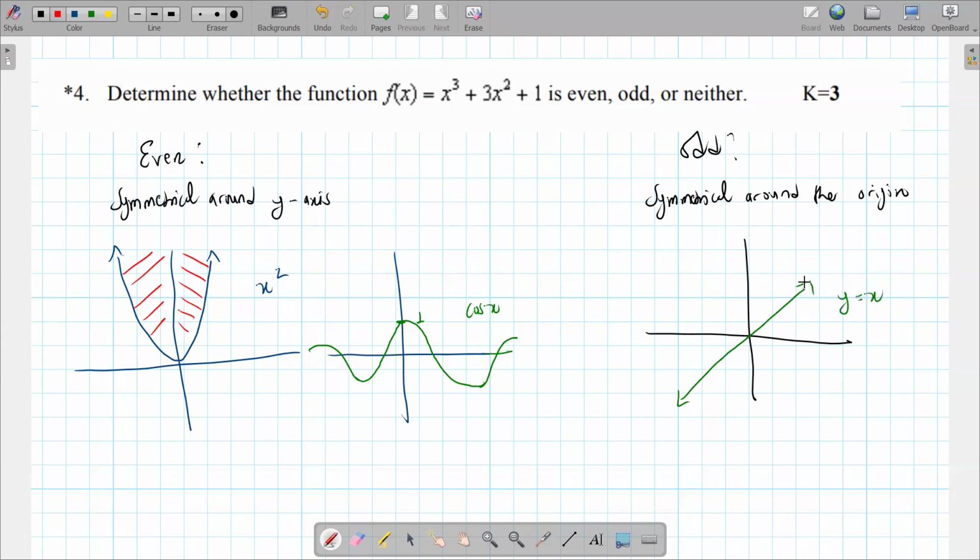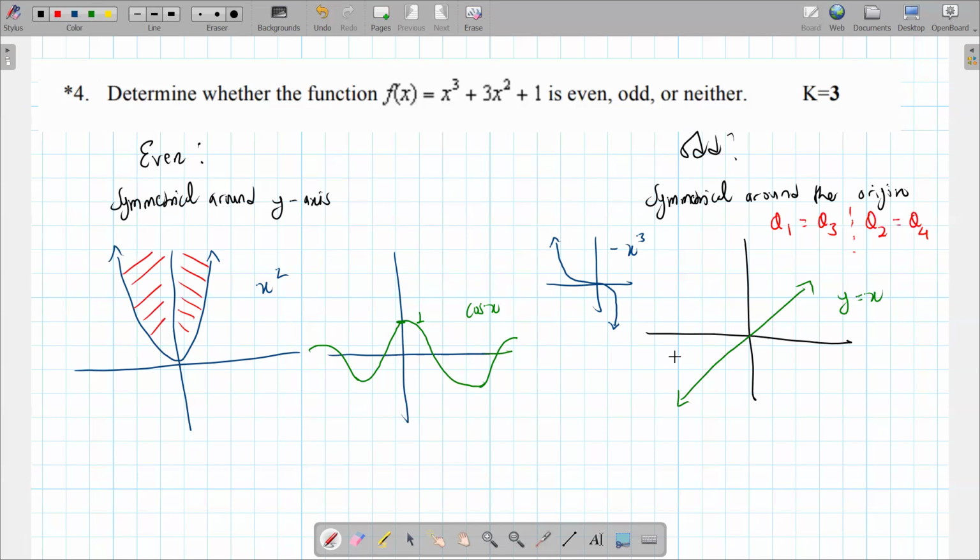Whatever you have in Q1, it's reflected in Q3. And if you have something in Q2, quadrant 2, it's reflected in quadrant 4. Another example is just x cubed. Positive, negative, both work. So this one is negative x cubed, but Q2 equals Q4. It's symmetrical around the origin. So that's an example of an odd function.